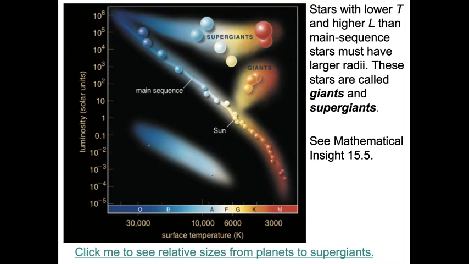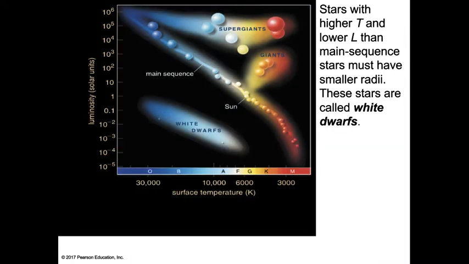Our sun will be a giant in the future, 7 billion years from now. Again, when it comes to white dwarfs, they're about the size of our sun, about the mass of our sun. The density is huge. It's about 1,000,000 times more dense than water.